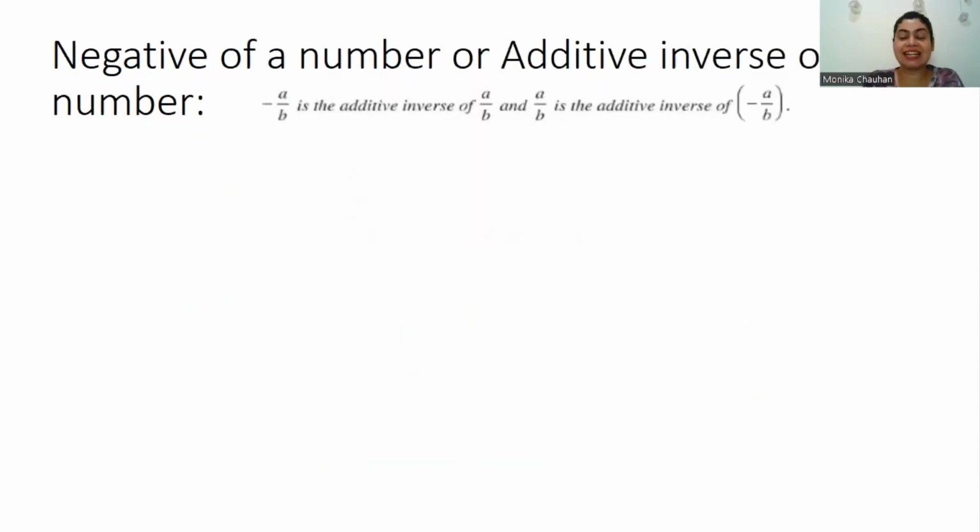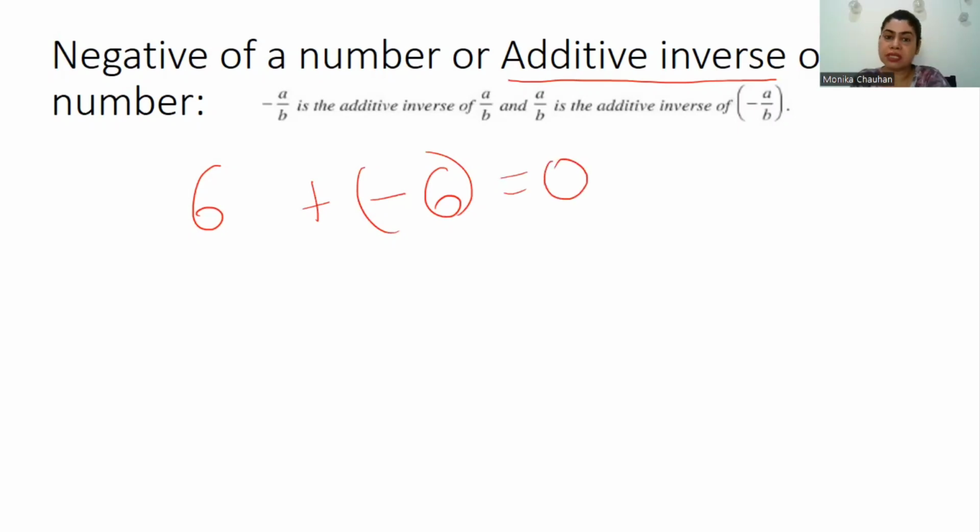Next, negative of a number. It is just the opposite of a number, I would say. Here we remember it as additive inverse. Inverse means opposite. So if I say 6, its additive inverse is minus 6, because when I add these two numbers, what do I get? 0. Our purpose is that we should get 0. Suppose I say minus 7, what do I add to get 0? I have to add plus 7. So plus 7 is the additive inverse.